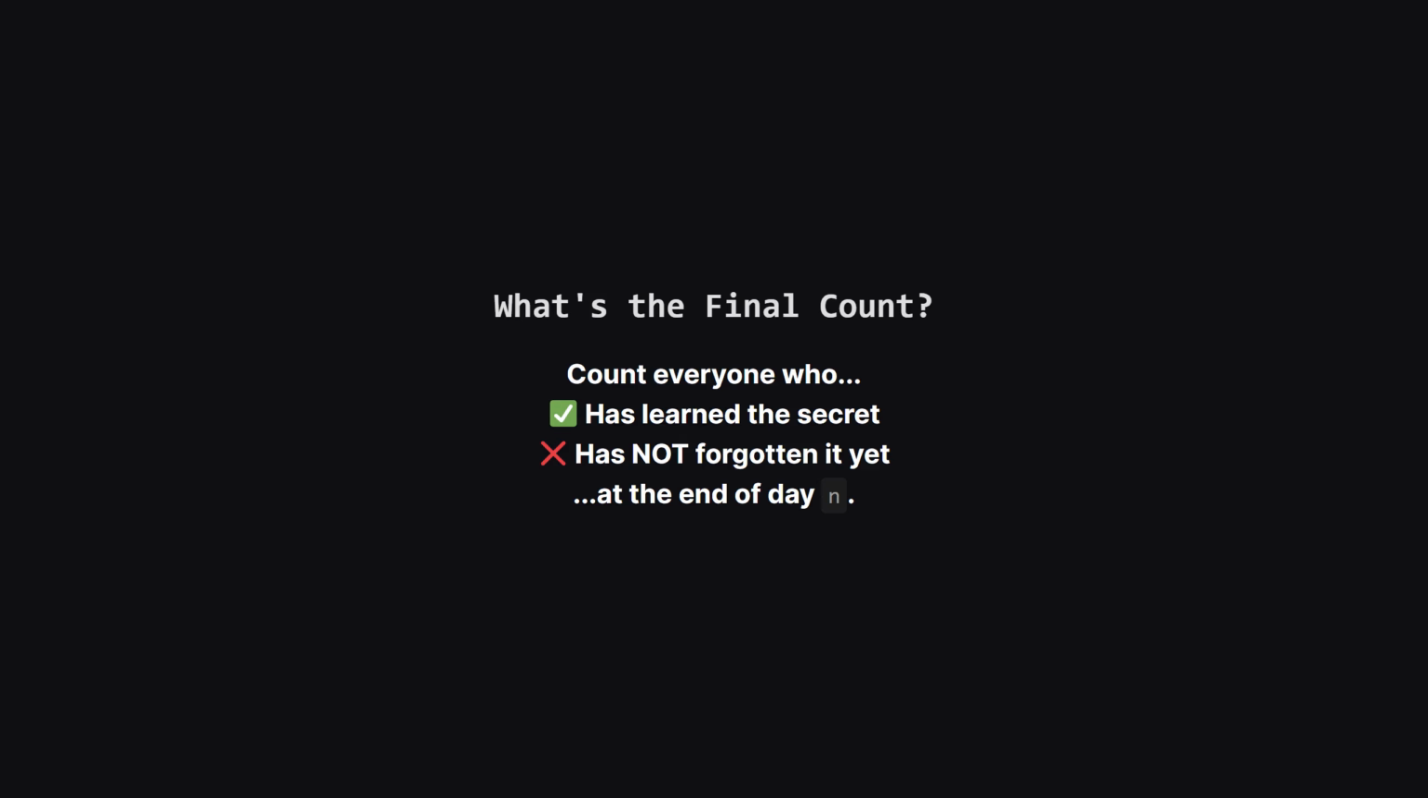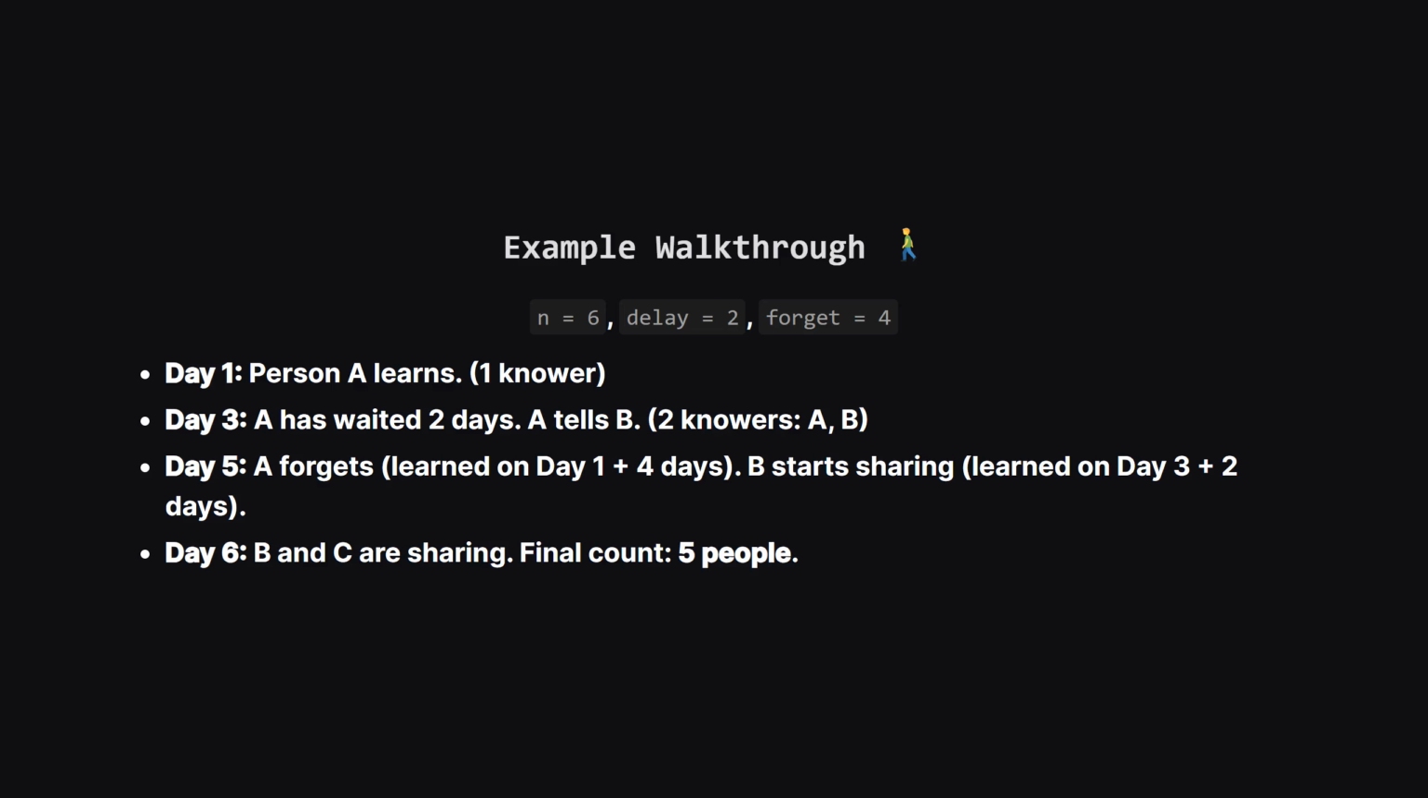It's really important to focus on the final goal. We're not counting the total number of people who ever knew the secret. We need a snapshot right at the end of day n: who, at that specific moment, still remembers. That's the number we need to find. Let's walk through the first example to see these rules in action.